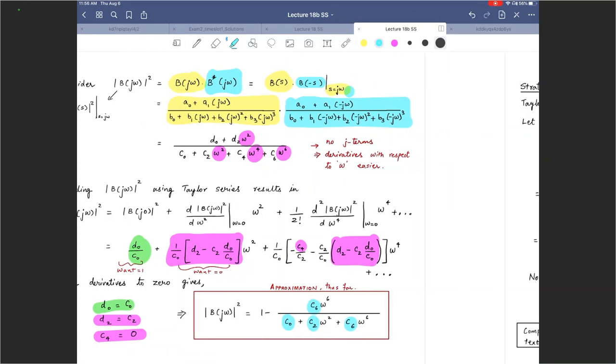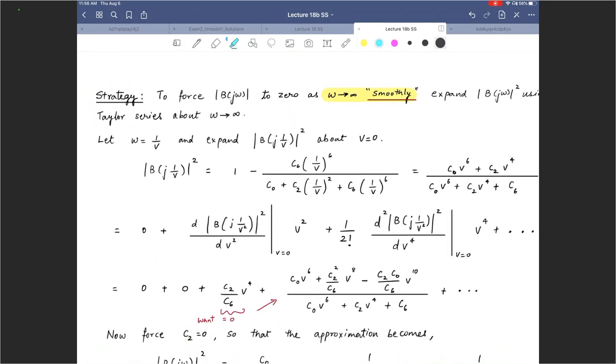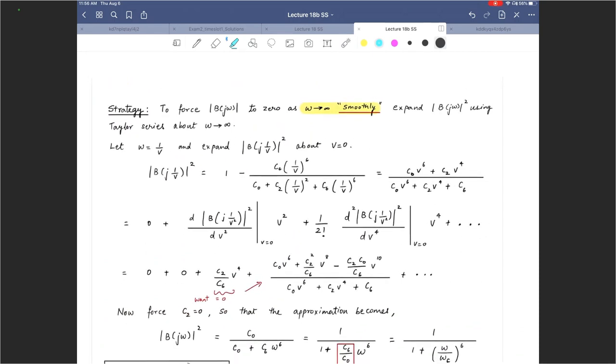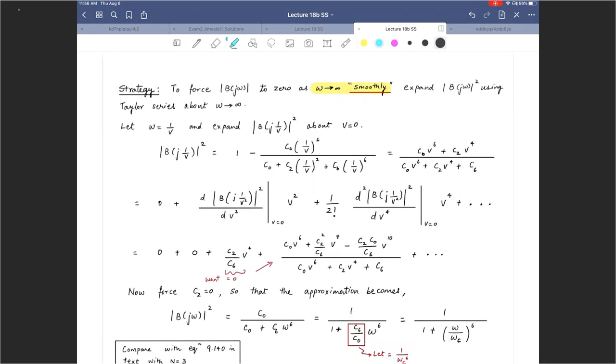So let's keep on with this exercise. Here we are going to use our second condition. The second condition is, as omega goes to infinity, our magnitude squared of b of j omega should smoothly go to 0. So we are again going to use Taylor series, but we are going to expand it at omega tends to infinity. So instead of evaluating that at omega equals 0, we will evaluate that as omega equals infinity.